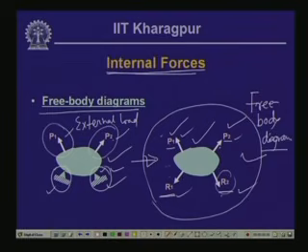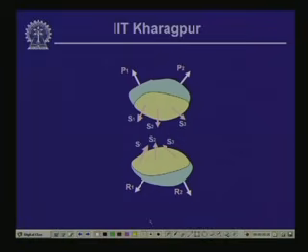Now, supposing I would like to cut this particular body through a plane and break it into two halves, then what do we get? We get a form something like this, wherein you see that this half of the body is subjected to these external loads P1 and P2. Since the whole body is in equilibrium, the parts of the body also should be in equilibrium.